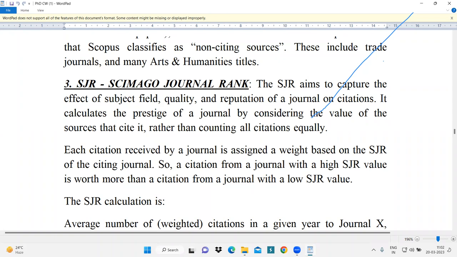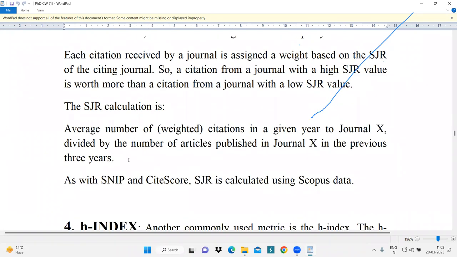So how are they calculating? Each citation received by a journal is assigned a weight based on the SJR of the citing journal. How do we do the SJR calculation? The average number of weighted citations in a given year to journal X, divided by the number of articles published in journal X in the previous years. Suppose we are taking one journal that is called journal X. We are not naming Physical Review, Nature, or something like that. We are saying journal X. So in the case of journal X, the average number of citations in a given year divided by the number of articles published in the previous 3 years. So all these things are intermingling, right?